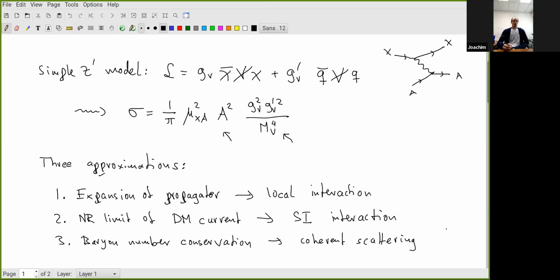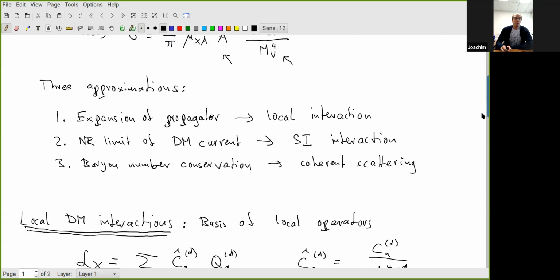Then what we want to do next, and what we started already last time, is to generalize these approximations to a very general case. So we don't assume a vector mediator, but just a general type of mediator. It could be a spin 1 particle with vector couplings, or axial vector couplings. It could be a scalar particle that has scalar couplings, pseudoscalar couplings. It might violate CP, whatever. There are lots of different possibilities.